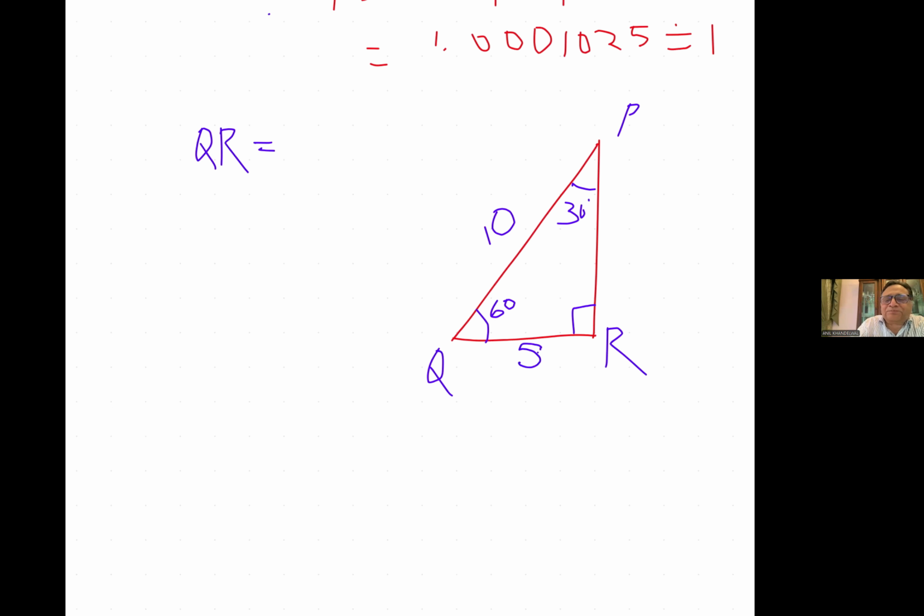And what is PR? Well, again, this is a 30-60-90 ratio, and I know that PR is equal to A root 3. So the answer is PR is equal to 5 root 3. Beautiful. That is the beauty of what we have learned so far.